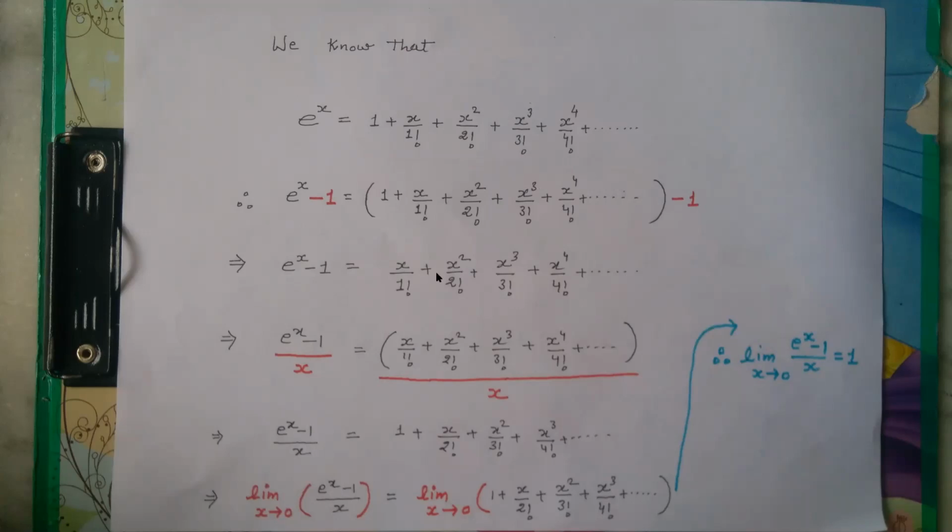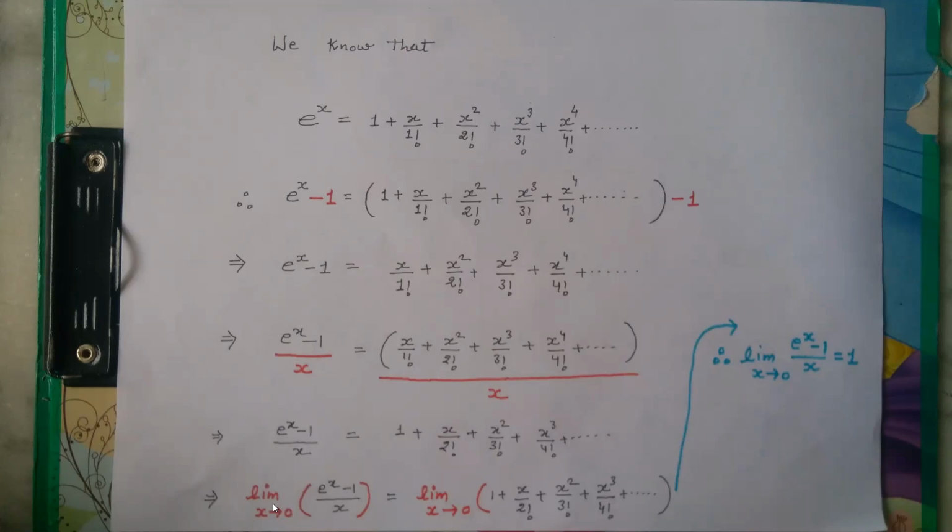So in the very next step, we are going to divide the left hand side by x as well as the right hand side by x. In the right hand side, each and every term contains x. So taking that x common, this x in the numerator and denominator will get cancelled. So we are left with 1 plus x out of x square. This is now x upon 2 factorial. This becomes x square upon 3 factorial, x cube upon 4 factorial, and so on.